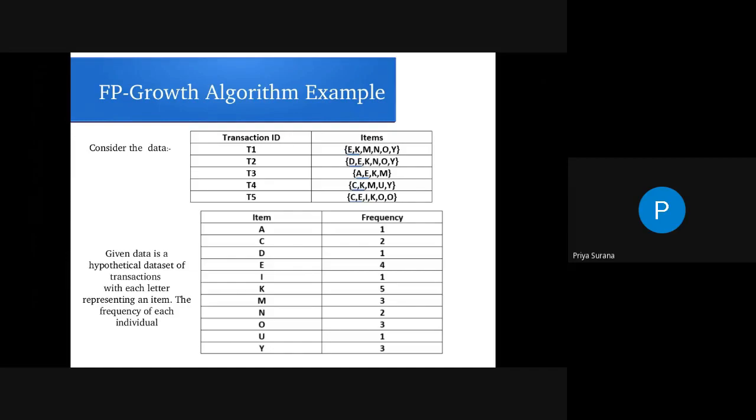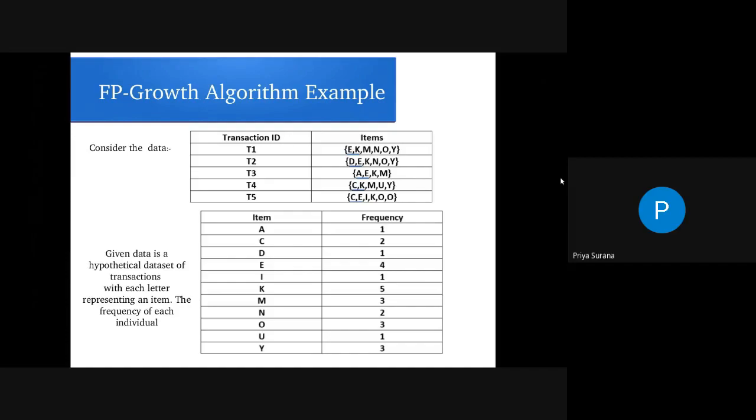So whatever data set or data is given, you can check here transaction ID and items. So T1 to T5, these are transaction IDs, T1, T2, T3, T4 and T5. And items are represented in the next column. So whatever data set is shown here, that is hypothetical data, where each letter represents an item. For example, E, K, M, N, O, Y for transaction ID T1. So whatever letters are there, those are nothing but items.